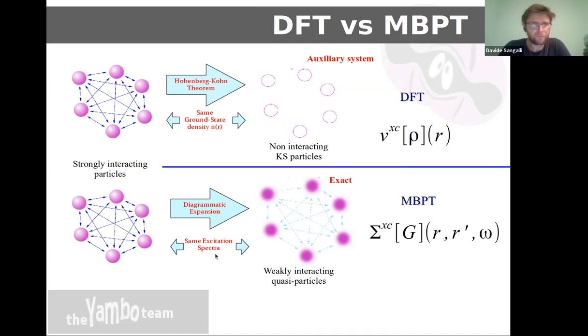Then another remark is that, similarly to density functional theory, we have hidden everything we know about the interaction within the self-energy, or within a functional. In density functional theory, it is a function of the density and it is a local potential. Within many-body perturbation theory, it is a non-local potential in space and it is also frequency dependent.